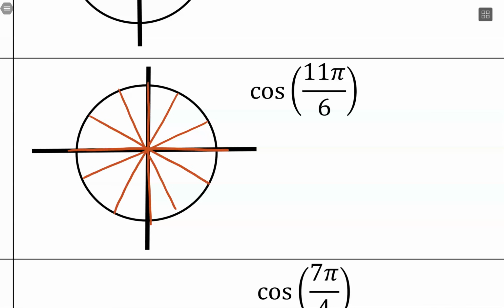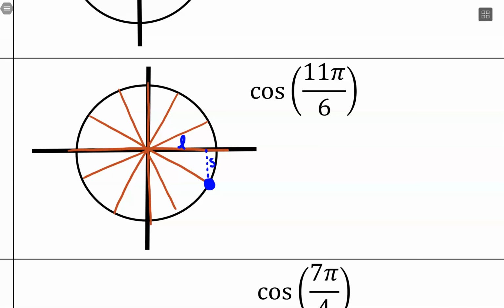Now, there's 2 ways of getting there. You can count around. So 1, 2, 3, 4, 5, 6, 7, 8, 9, 10, 11 is right there. Another thing you can use is the fact that this point is 12 pi over 6, so the idea of 2 pi, and we just need to go 1 back. That would find it as well. So this is our 30, 60, 90. I'm seeing the long side there and the short side there.